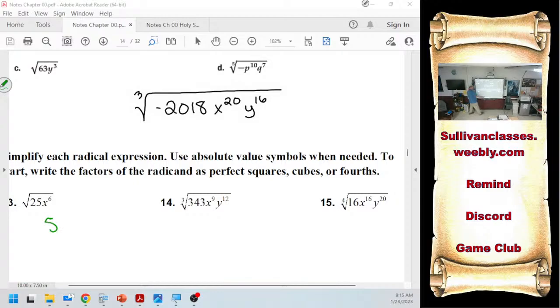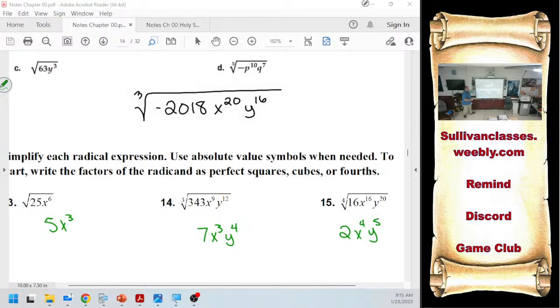Square root of 5 is 5. Cube root of 343 is 7. Fourth root of 16 is 2. When I go over to the variable exponents, square root means cut it in half. Cube root means divide them by 3. Fourth root means divide them by 4.